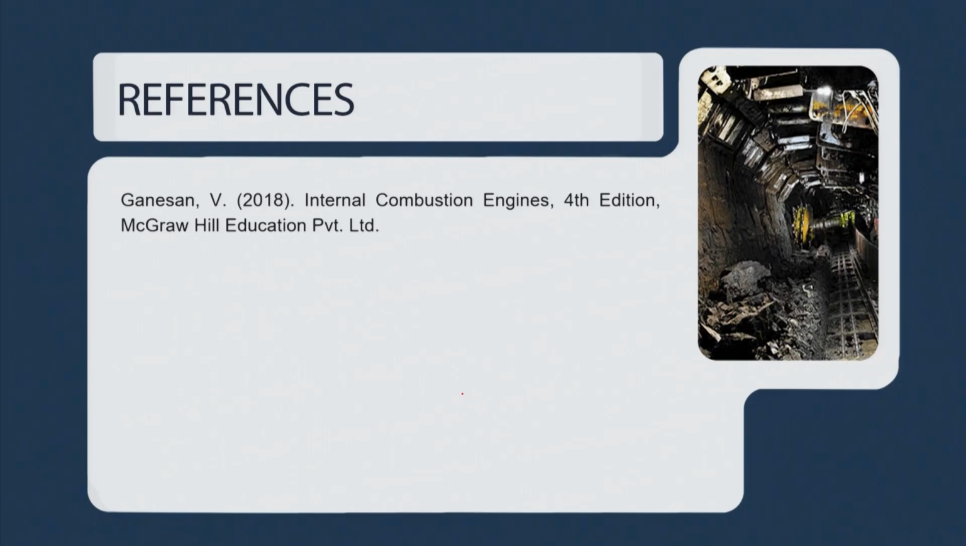I hope you understood this problem. You can follow more such problems in this book by V. Ganeshan of internal combustion engine.